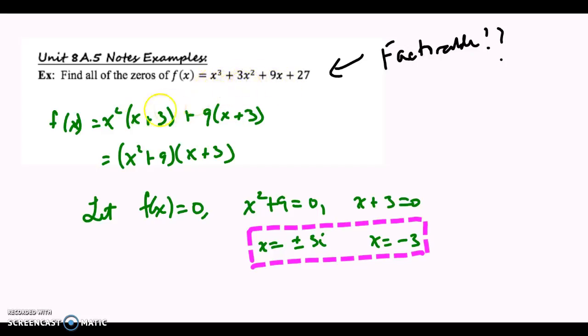I took an x squared out of the first two terms, and then I also took a positive 9 out of the second two terms. And that's how I got a positive 9 there with an x plus 3, and that's how I got an x squared with an x plus 3. Undoing that, putting this into factored form, I get x squared plus 9 times x plus 3. I set both of those factors equal to 0, which is the zero product property. And when I solve for these, I got x equals plus and minus 3i and x equals negative 3. I hope that this was just review. Let's keep going.